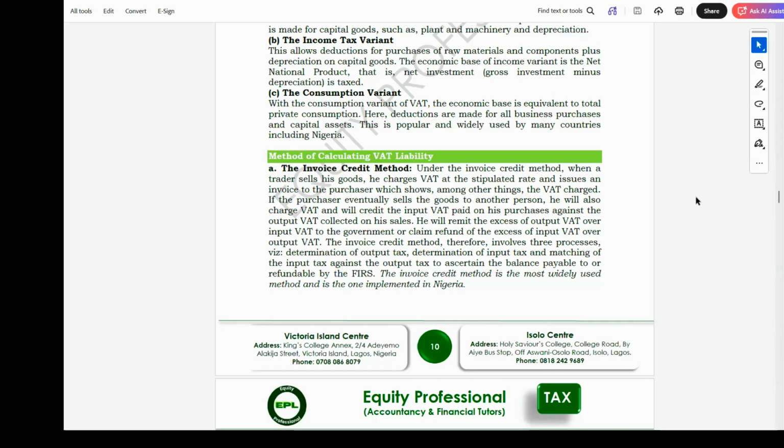This method is the most widely adopted method by different countries, and it is the method that we adopt in Nigeria. The invoice credit method is the method that we use in Nigeria, which involves calculating your output VAT and also calculating the input VAT. This is what we implement in Nigeria as far as the first method is concerned.